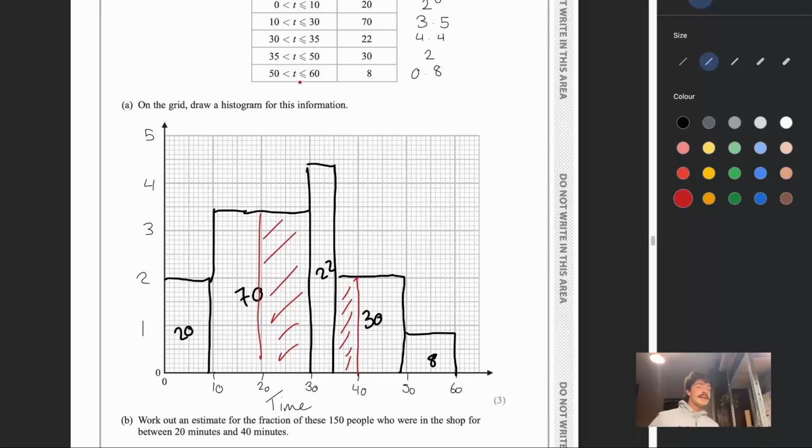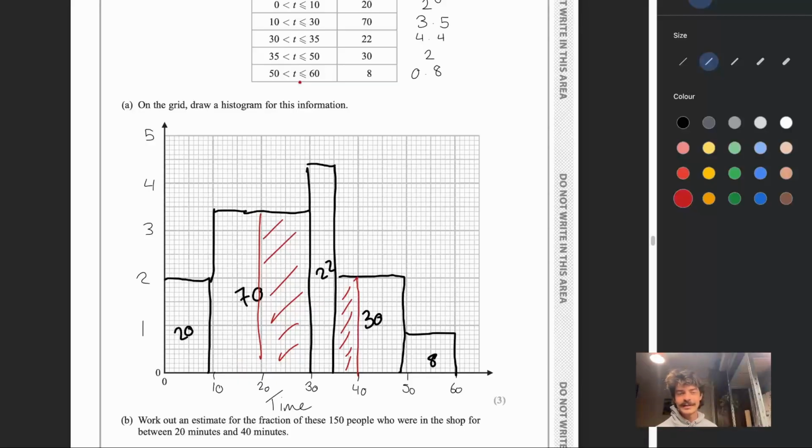Now, the thing that we assume here, which can sometimes lead to a follow-up question, is that all of these values have been equally distributed within the time that we're looking at. For example, the 30 people that were in the group of 35 to 50, we assume that they were spread out equally between the 35 to 50 minutes. But in reality, all 30 of them could have been in the 49th minute, for example.